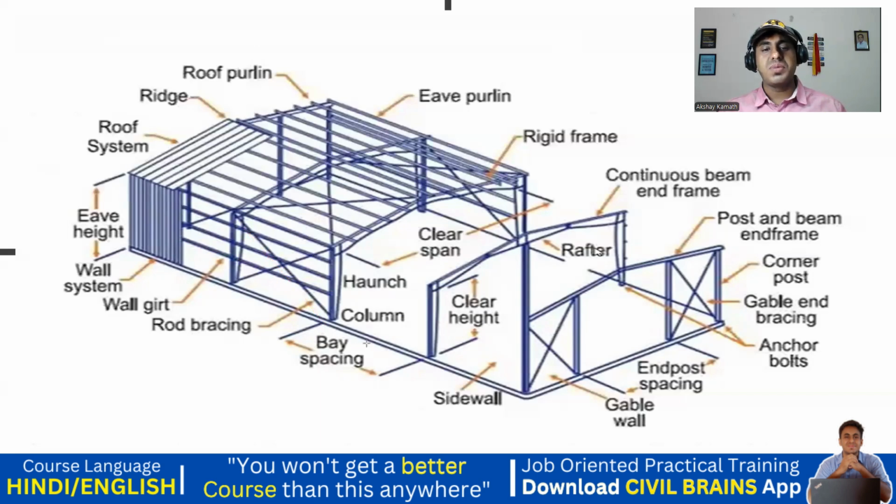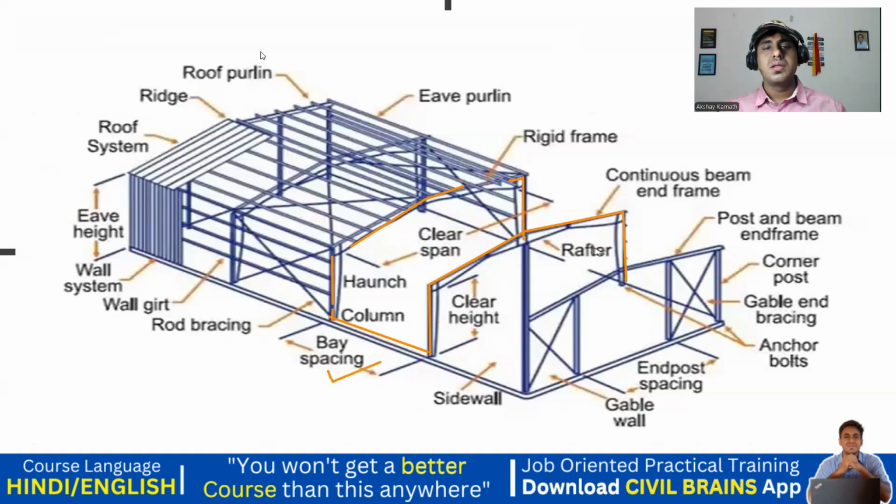After that, bay spacing. Coming to the bay spacing, this is one portal, and now the next portal is here. The distance between these two portals we call the bay spacing.